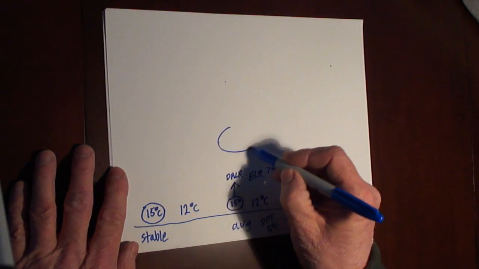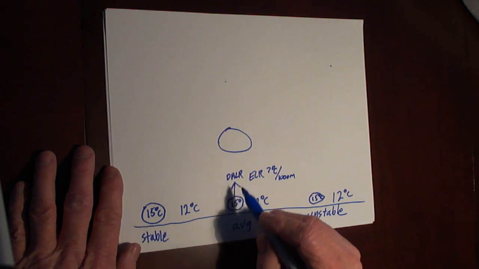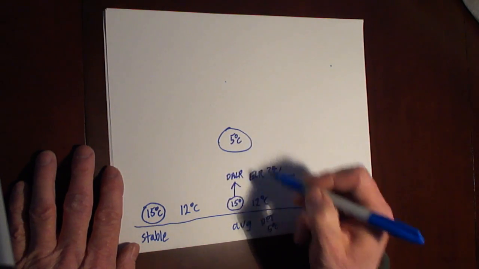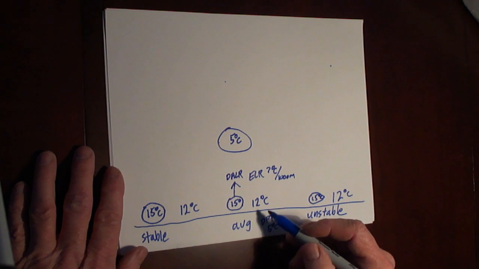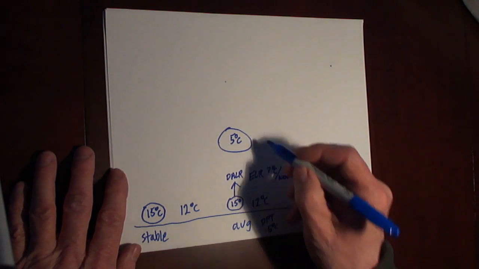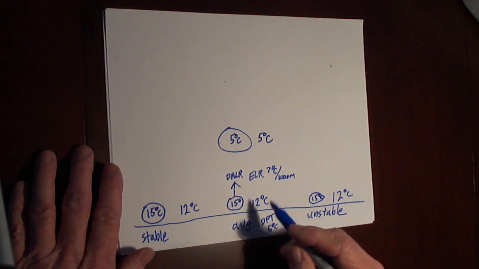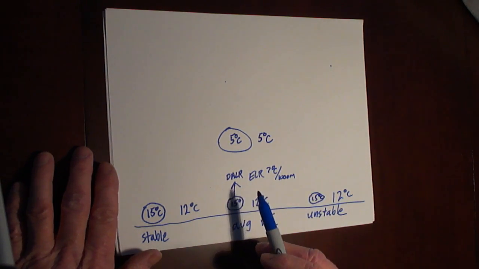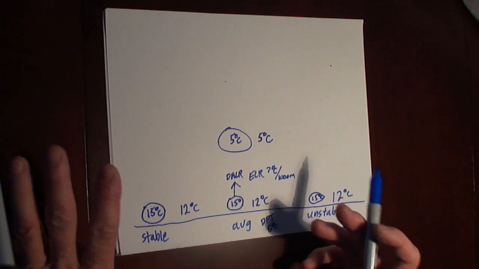So as it gets to 1,000 meters, it is going to be 15 minus 10, dry adiabatic lapse rate, 5 degrees Celsius. That's the dew point temperature. What is the surrounding going to be? Well, the surroundings in this case go from 12 minus 7 to 5 degrees Celsius as well. So at 1,000 meters, my bubble and my surroundings are the same temperature. What happens? The bubble dissipates.